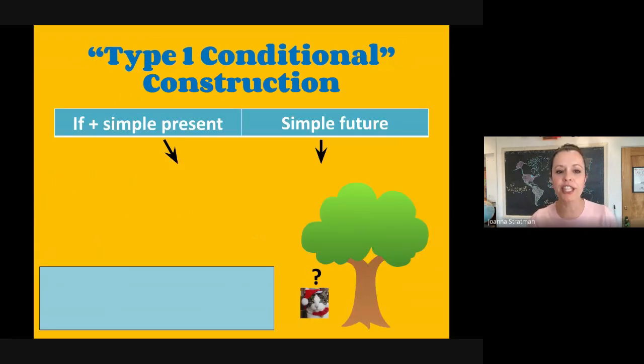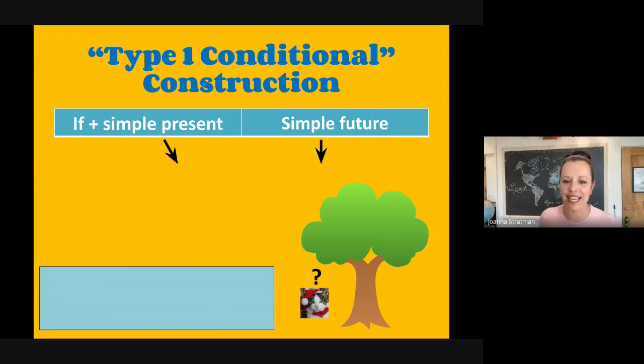Okay, let's look at the construction of this conditional. So the first part of the sentence, which occurs with if or sometimes when, is always in the simple present. The next part of the sentence is always in the simple future. And as I said, it's very common to have will.